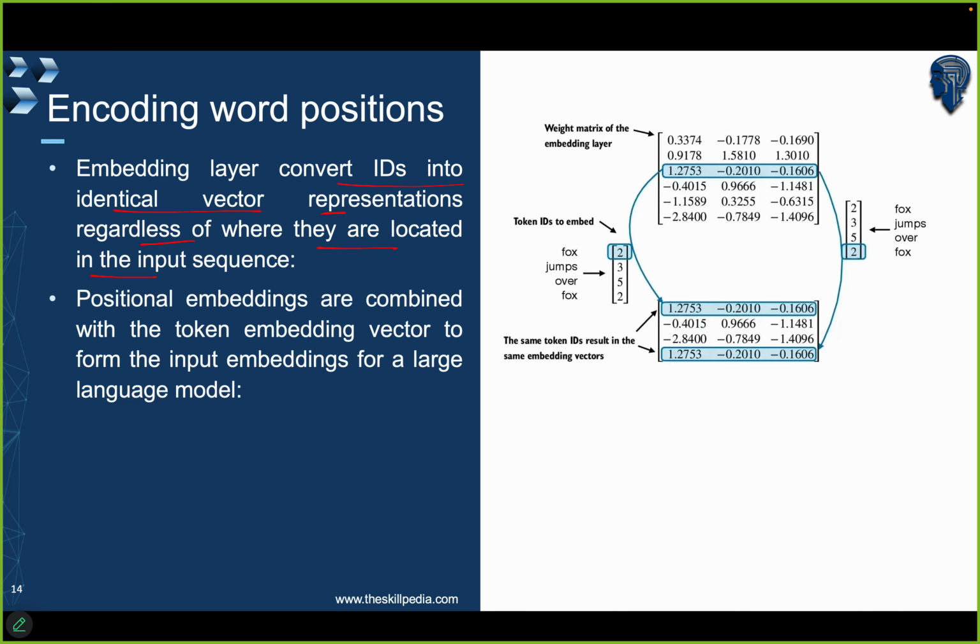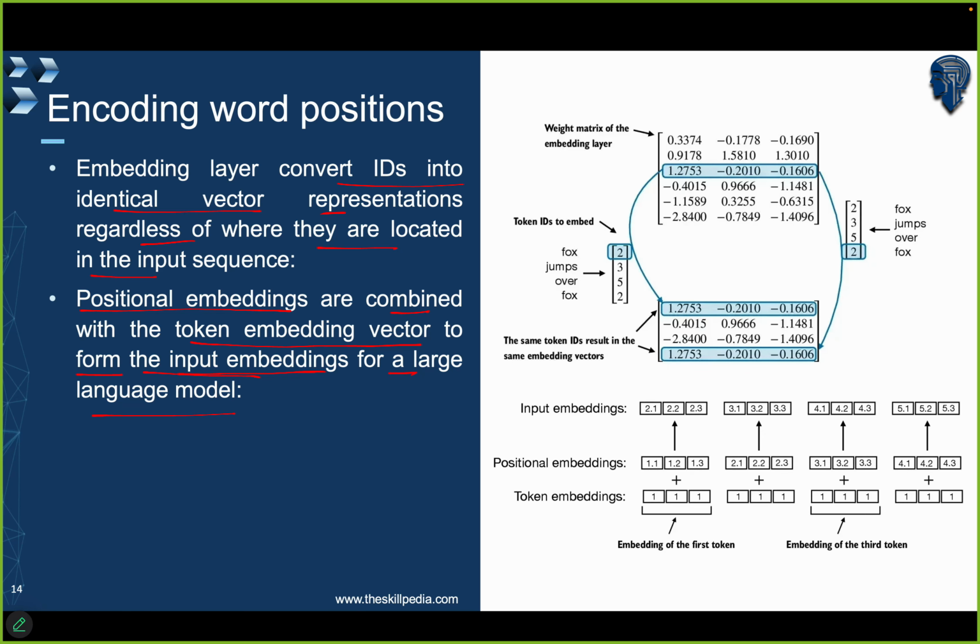Positional embeddings are combined with the token embedding vector to form the input embeddings for a large language model. So it's a combination of positional embeddings with the token embeddings vector to form the input embeddings for the large language model, and this is what we do. So these are the input embeddings, the vector representation, made of the positional embeddings and the token embeddings.